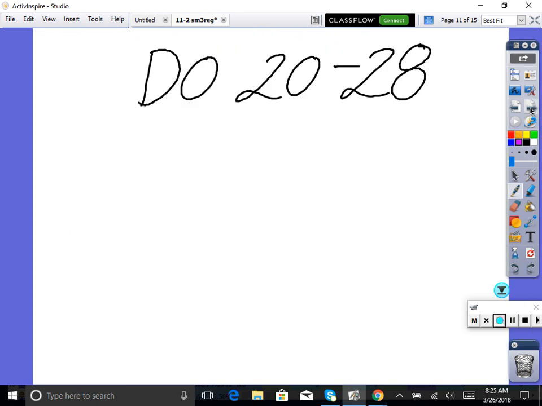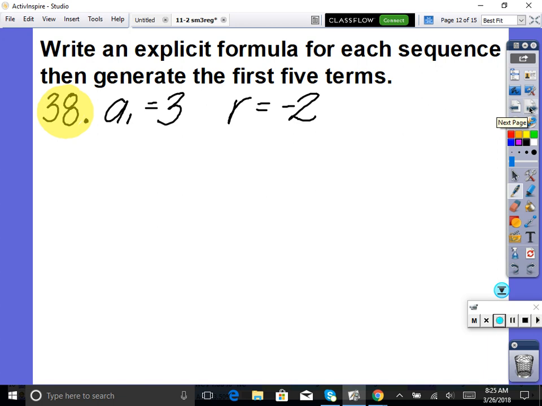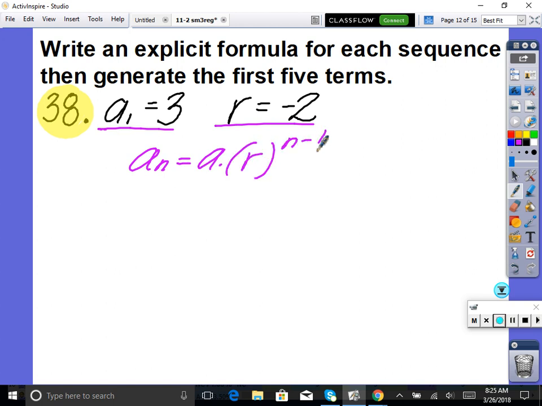Okay. All right, let's go to problem 38. It says, write an explicit formula for each sequence, then generate the first 5 terms. So notice it gives you everything you need, because our explicit formula for geometric was this, a sub 1 times r raised to the n minus 1. Let's just always use parentheses from here on out so we don't end up making errors on the test. Because if our r is negative and you don't have it in parentheses, it's not going to raise even the negative to all this, and you would need it to. So it says write out the first 5 terms, or write out the general formula.